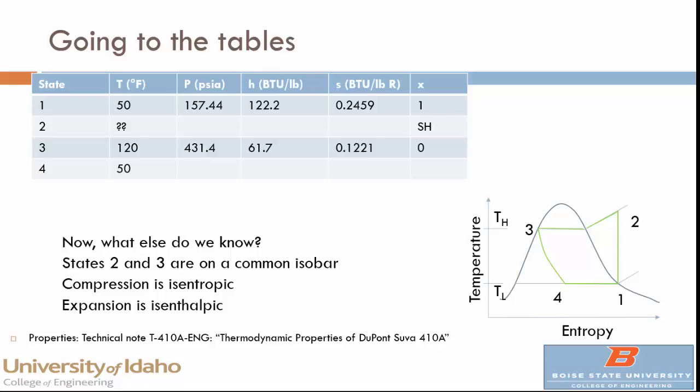So now what else do we know? Well, for example, we know 2 and 3 are lying on the same isobar, so their pressures are the same. So we can just copy whatever pressure we had from 3 into state 2. So what else do we know? We know the expansion through the expansion valve is isenthalpic. That means the enthalpy on both sides is the same. That means the enthalpy at 4 is the same as the enthalpy at 3. So we can just copy that value of 61.7 down into property 4.